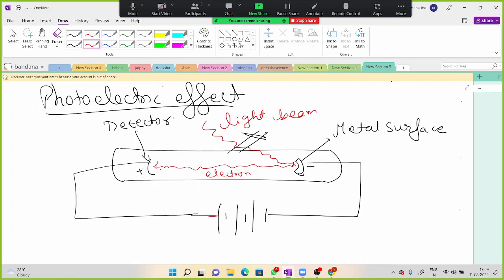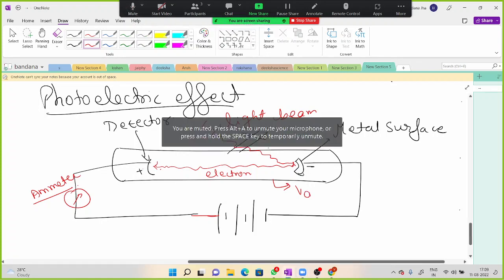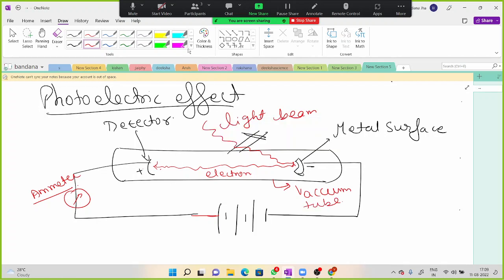And there is a deflection of current also. The ammeter is there in which it has shown that there is a deflection of current. And this is your vacuum channel. So what denotes the deflection of ammeter, ma'am? See, now it just denotes the amount of current.